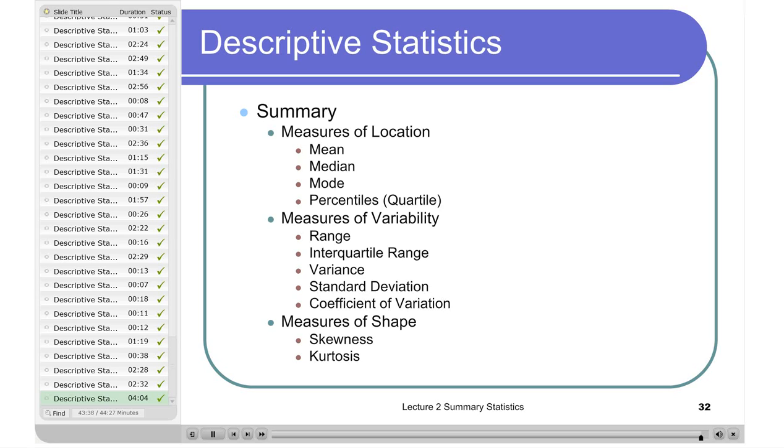Kurtosis referred to how steeply pointed a distribution is. So if you have a very steep pointed distribution, that's going to have a positive kurtosis. If you have a very flat distribution, that will have a negative kurtosis. And if you have a distribution that's somewhere in the middle, which is mound-shaped and not too steep but also not too flat, that will probably have a kurtosis that's near 0. But that basically covers everything that was presented in this slideshow presentation.